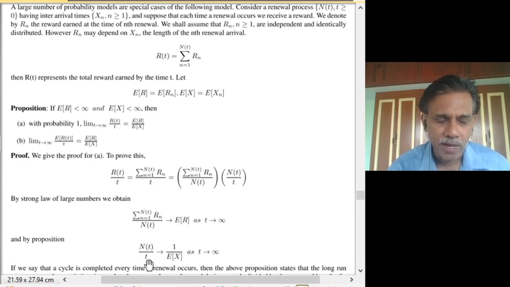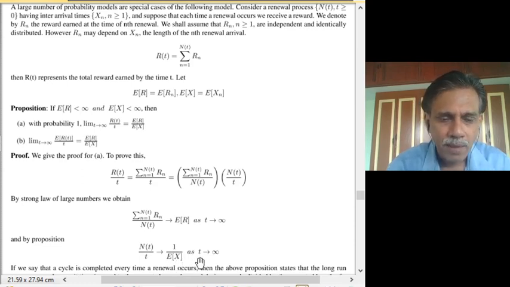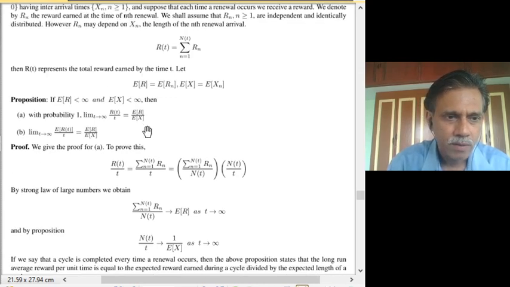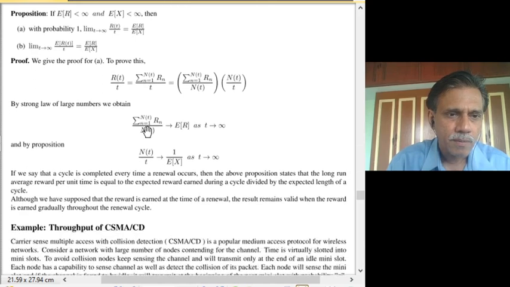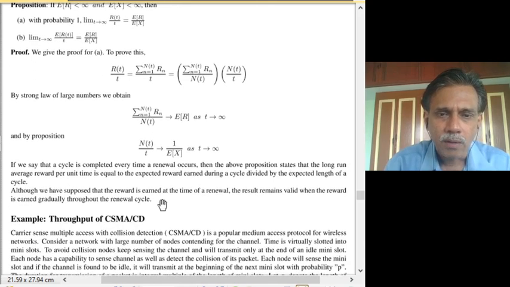So N of t by t, which is 1 over t by N of t, can be written as 1 over E of x, okay, as t tends to infinity. So this is 1 over E of x, this is E of r. So you get this quantity R of t by t is equal to E of r by E of x. So this is the basic of the renewal reward process.